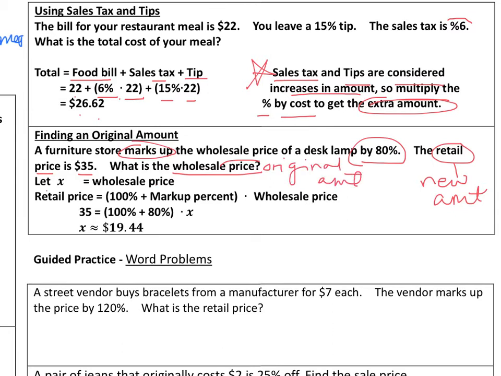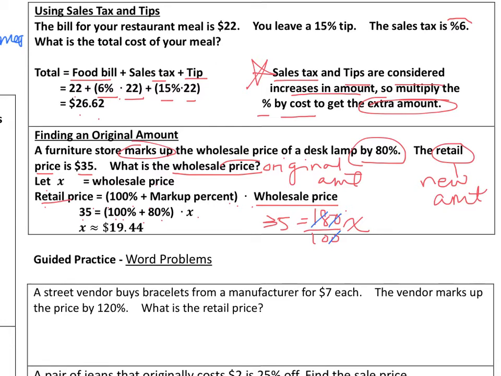Let X equal the wholesale price. The retail price would equal 100% plus the markup percent, times the wholesale price. So I can sub in the retail price of 35, rewrite 100%, and then sub in the markup percent of 80%, and let the wholesale price be X. Add 100% plus 80% together to get 180%, and 35 equals 180 over 100x.